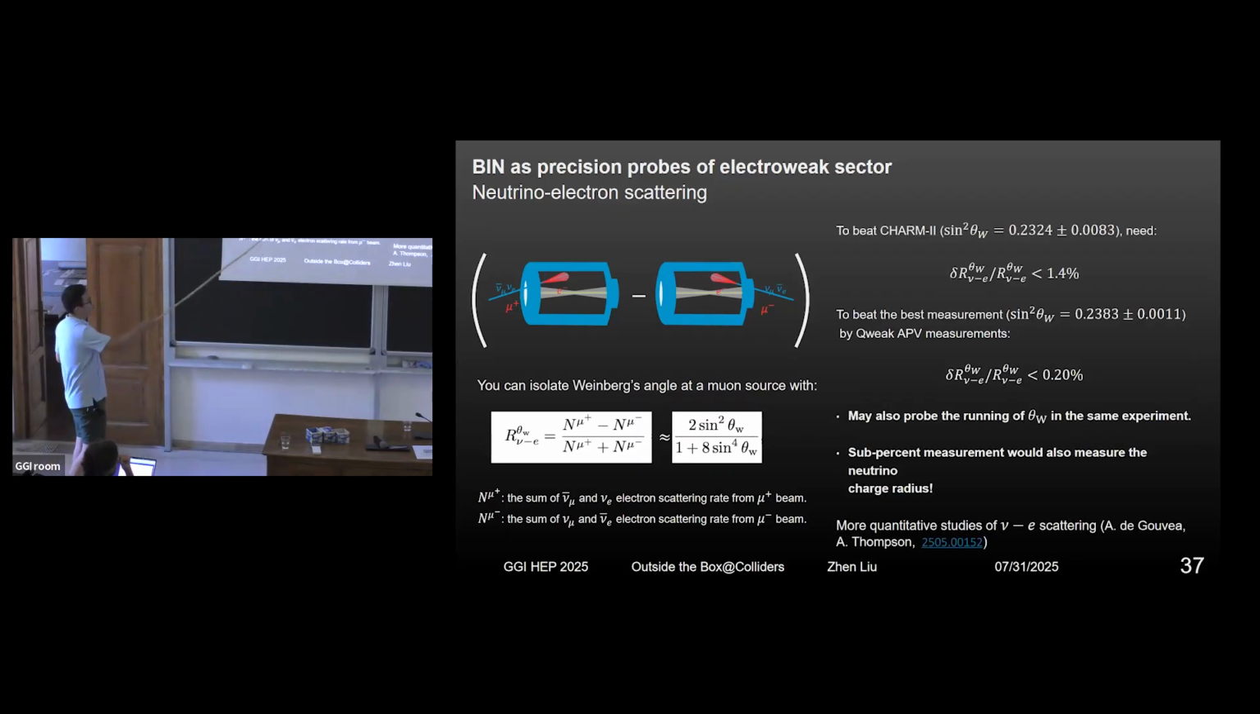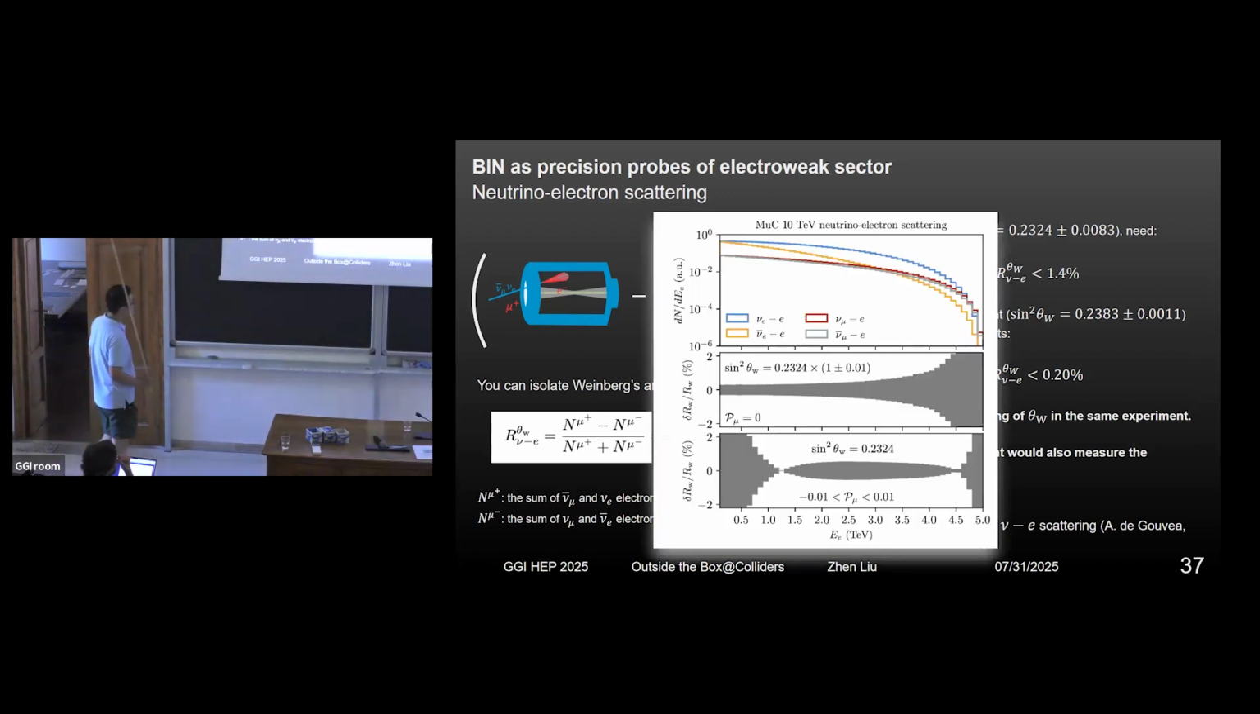So you will be able to determine the Weinberg angle to a great precision. You can see that as a function of electron energy, depending on how much you deviate from the Weinberg angle benchmark we have, the differential rate will be different. It also has polarization dependence, so you can use those measurements to determine the Weinberg angle.